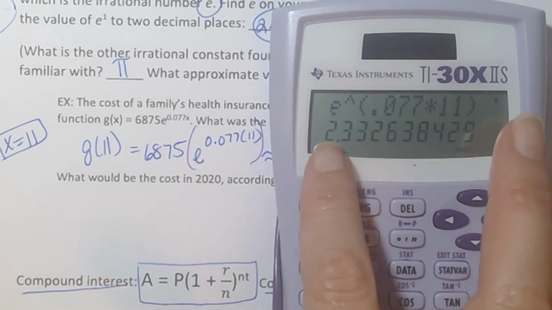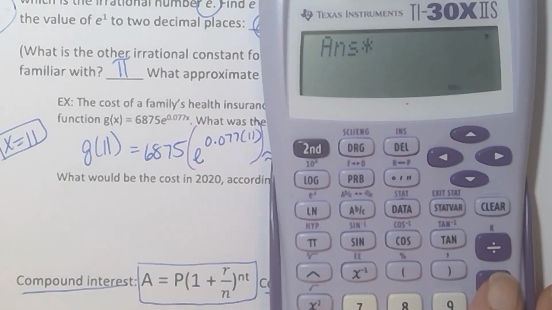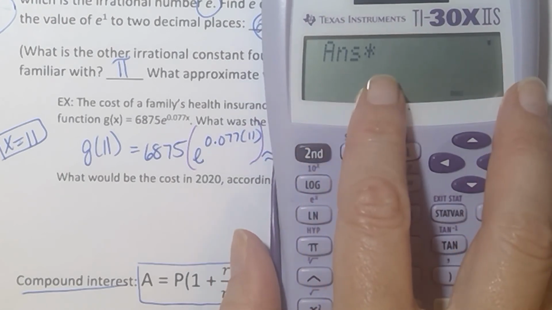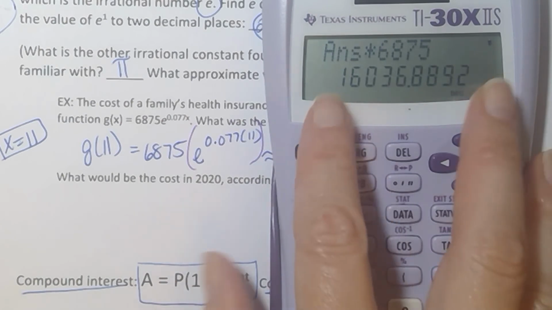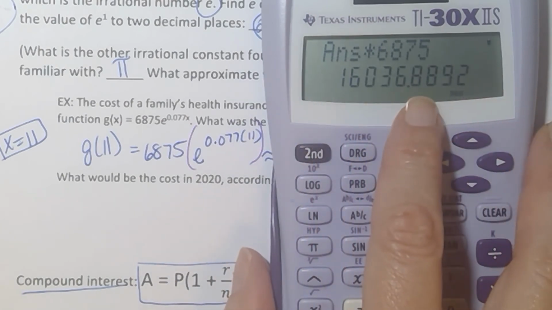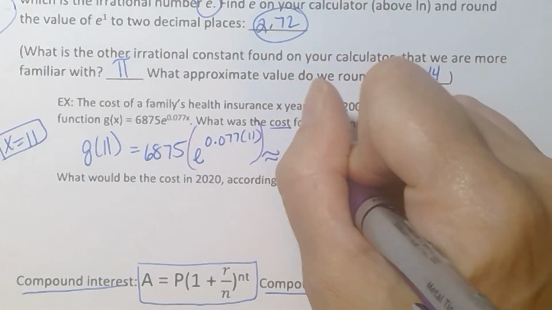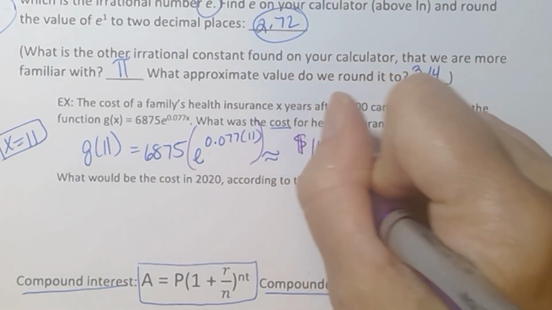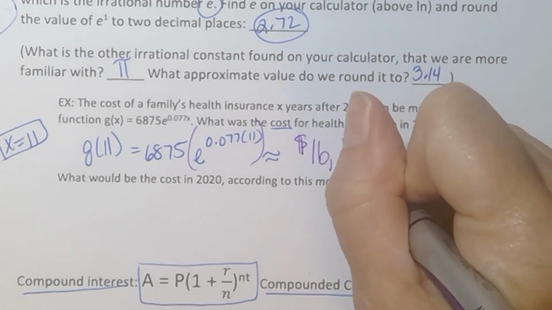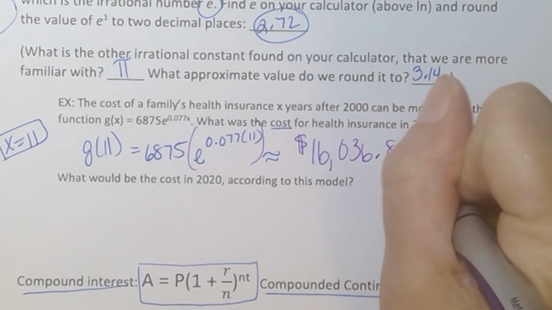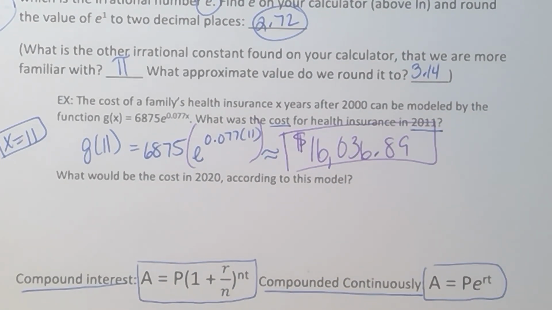Do not round in the middle of a problem. Leave it all right there. Just push times, and see it says last answer times 6,875, equals, and there is your result. You want to round it to the nearest penny. So in 2011, the cost of health care for a family was, oh, no, for a year, $16,036.89. That's our approximation rounded off to the nearest penny.